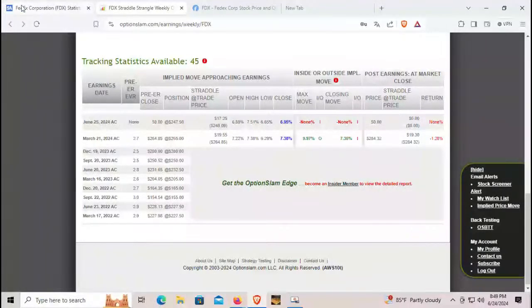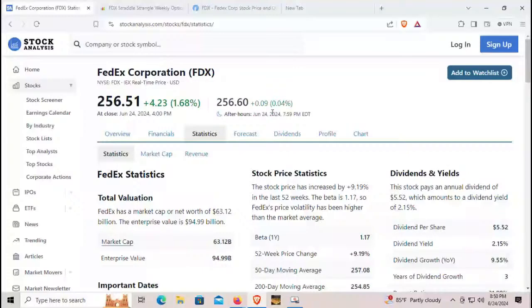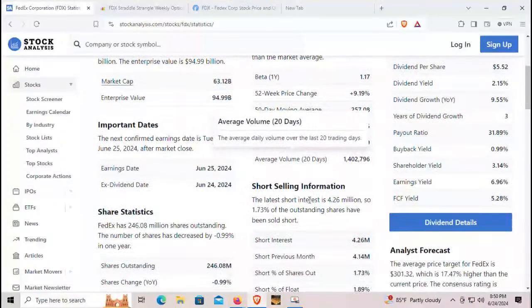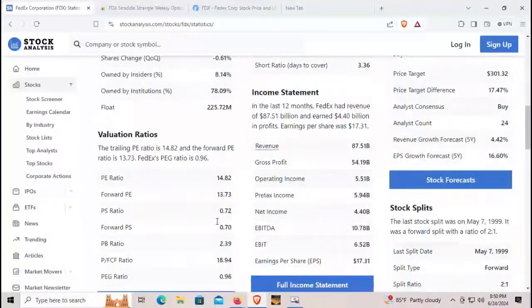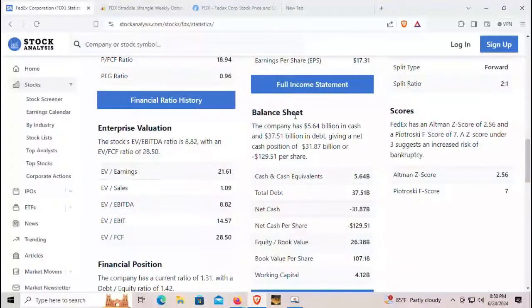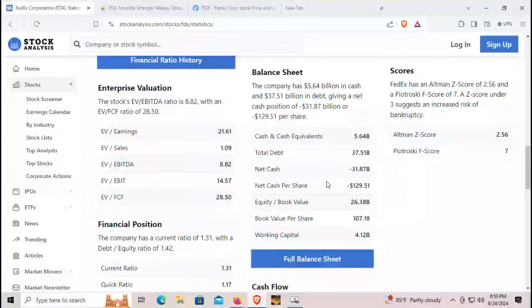Then I have this one, which gives me the statistics. I have the beta on the top over here. The PS ratio is at 0.72. Then I go to the balance sheet. They have $5 billion in cash and $37 billion in debt, giving a net position of negative $31 billion, or negative $120 per share. I don't know how this works.